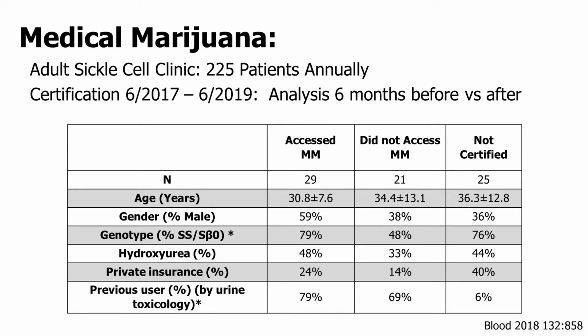So we compared those 29 patients that accessed medical marijuana to the 21 that did not. We also took a random selection of 25 patients from our clinic that had been there in the past 2 years that did not request certification to see if there was any difference in patients that requested. We found that there was no difference in age, in gender, in likelihood to be on hydroxyurea, or in private insurance. Interestingly, we found that those that did not manage to access medical marijuana were more likely than the other two groups to be of the less severe genotype, SCS beta thal plus. And we found that both groups that requested medical marijuana were very likely to have previous marijuana use, whereas the group that did not ask to be certified for medical marijuana had very little previous marijuana use.